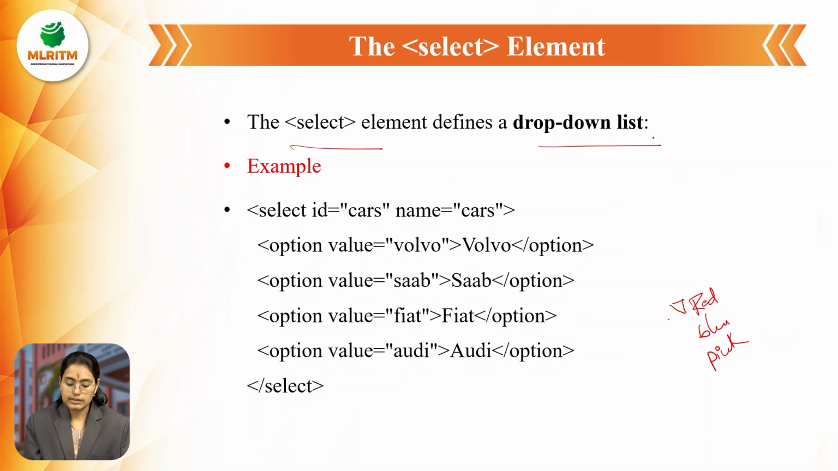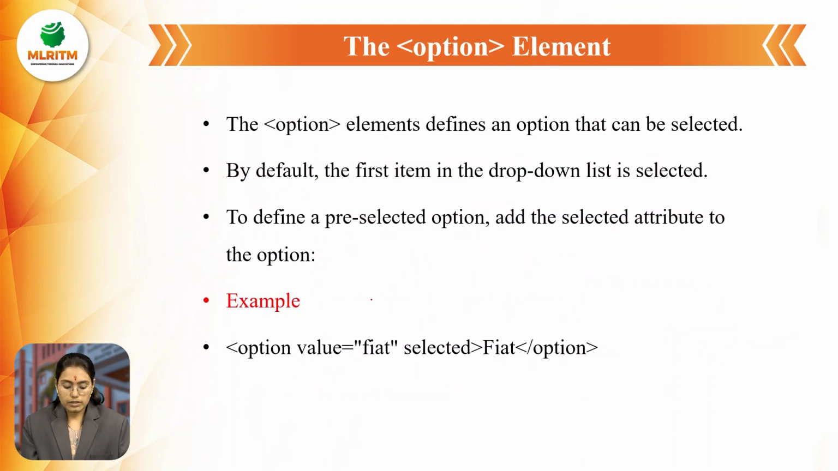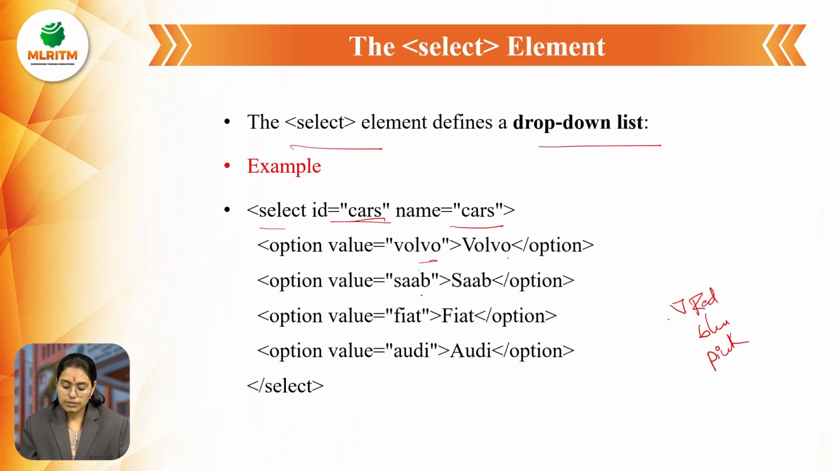With an example, let's see select ID equal to whatever the input field is, like how you identify the input, you give that ID as cars, and name is cars. Then option value equal to the first one, Volvo, then close the Volvo and close the option. Here again option value equal to a different car name, whatever type of car names you want, you can keep. And now let's close this select tag.